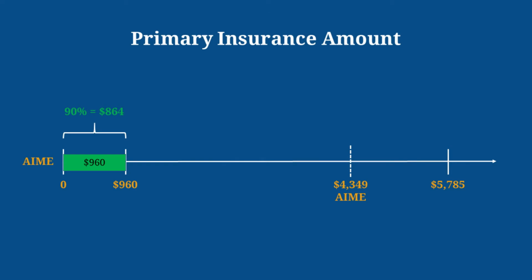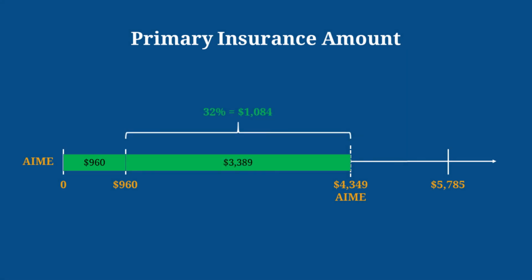In our case, you would take 90% of the first $960 of your AIME, as $960 is your first bend point. That would be 90% of 960, which is $864. Next, take 32% of the portion of your AIME that is above your first bend point of $960 and up to your second bend point of $5,785. Since your AIME is $4,349, this means there's $3,389 that is above your first bend point of $960. So 32% of $3,389 is $1,084.